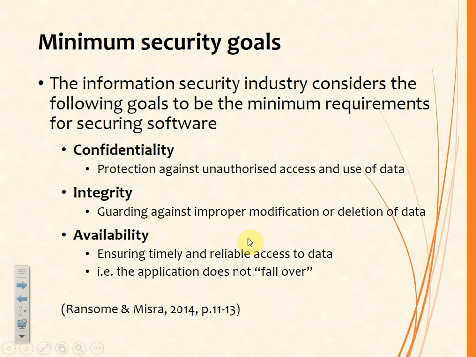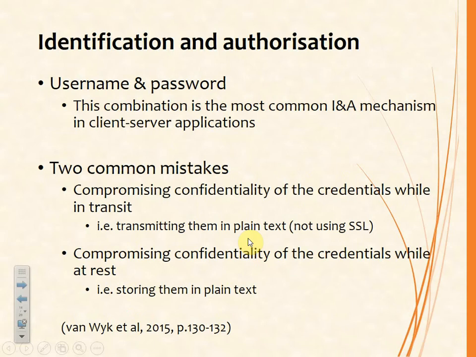Integrity means that we want to ensure that our data is always accurate and that it is the data that we put in there or that we update or that we delete. Availability means that the data is available in a timely and reliable fashion. We don't want the application falling over because somebody's done something that they shouldn't have done and it's killed the software stone dead. Identification and authorization is one way in which we can work towards achieving those minimum security goals.